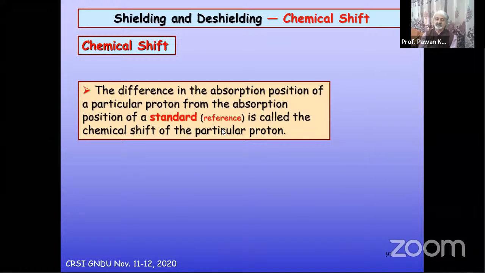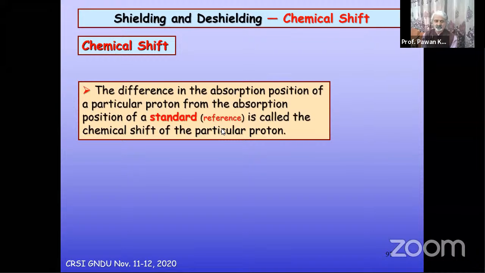Reference is always necessary. For example, if you have to measure the distance, let us say between Amritsar and Ludhiana, you cannot measure it from GNDU. Somebody cannot measure it from another place. So there would be a landmark, let us say your bus stand. There would be one reference from where you would measure all those distances. Like this, here also the difference in the absorption position of a particular proton from the absorption position of a standard or a reference is called the chemical shift of the particular proton.